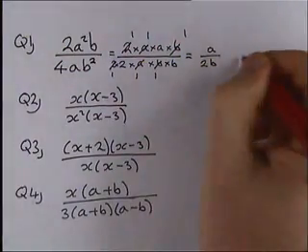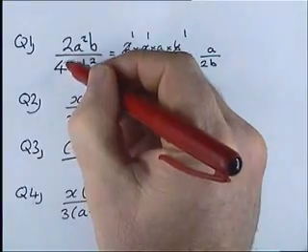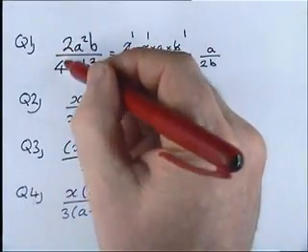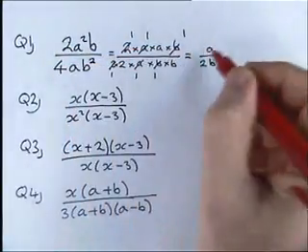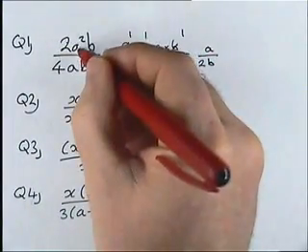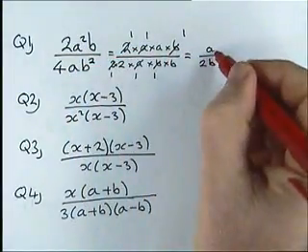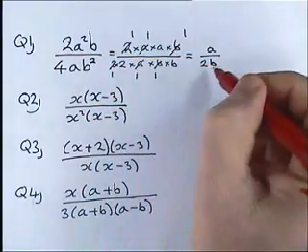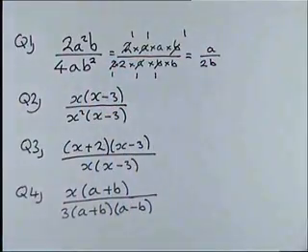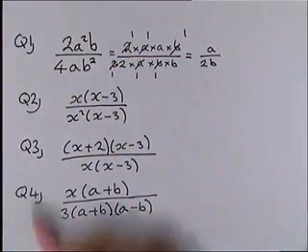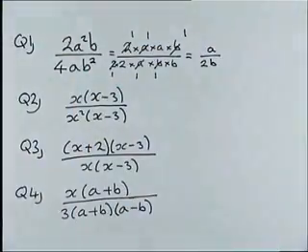But really, you should have been able to say, well, 2 divided by 4, divide the top by 2 and divide the bottom by 2, gives you 1 and a 2. The a squared divided by a is an a on top, and the b divided by b squared is b on the bottom. And that would have got you there in the same way. So that's what you would have had to do if they were much larger numbers.